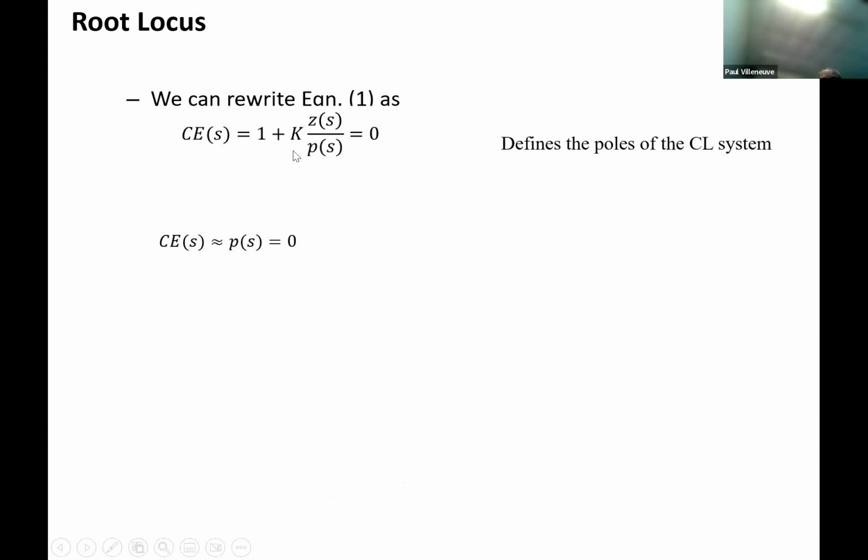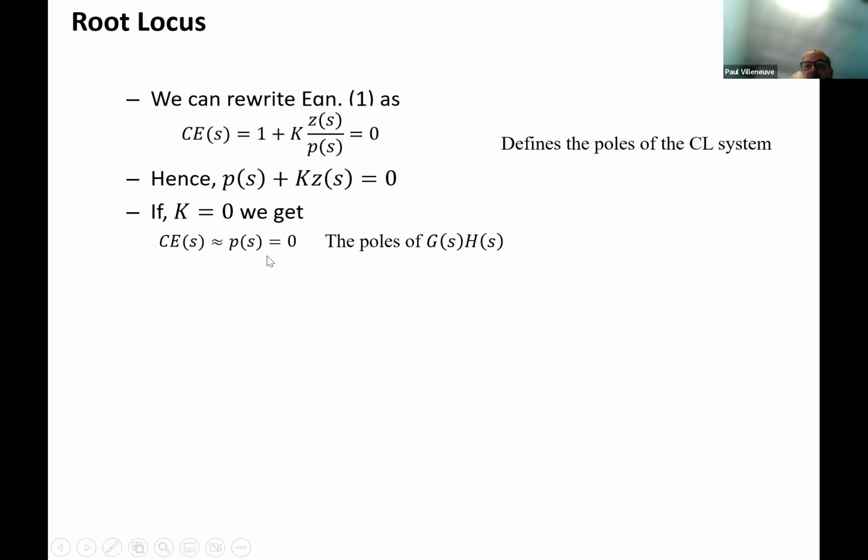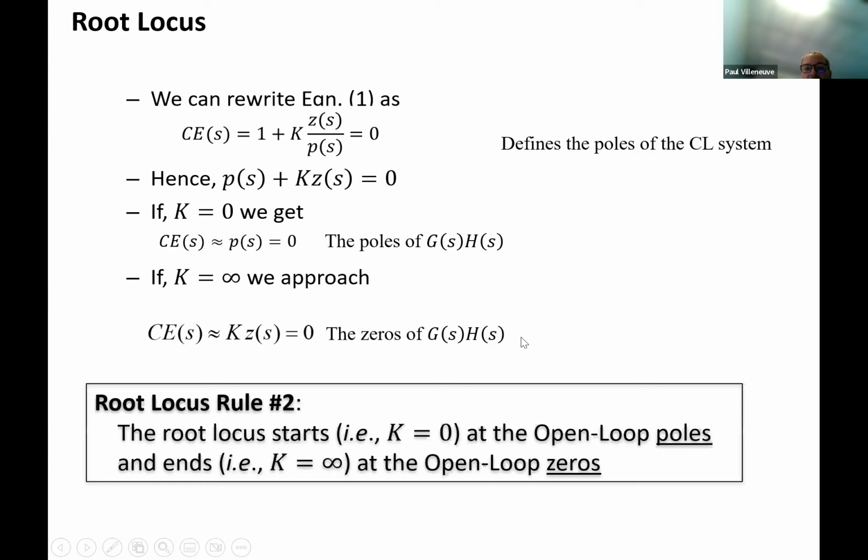All right, so this is just more summary. So 1 plus K times the poles and zeros. If I bring this up into the numerator, I set that equal to 0. If K is equal to 0, we get our poles, that's the poles of GH. If K equals infinity, the characteristic equation is dominated by our zeros, that's the zeros of GH.